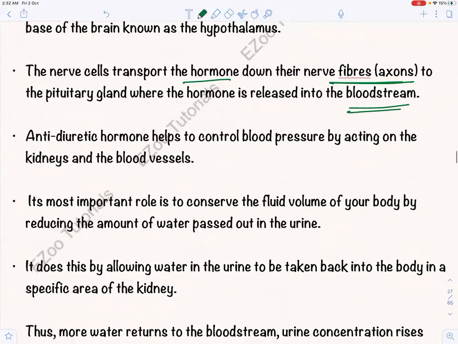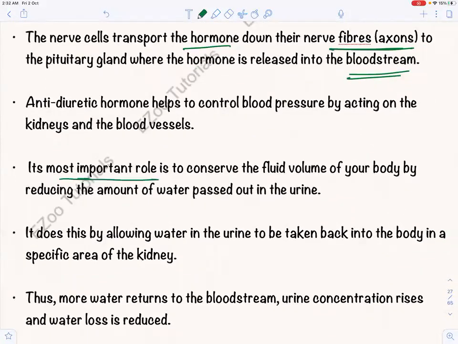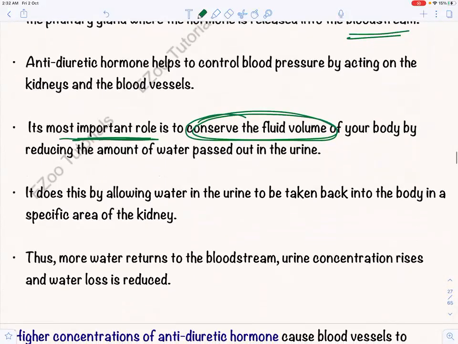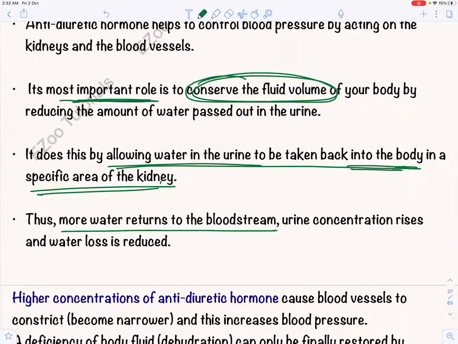And what is the most important role? Its most important role is to conserve the fluid volume of the body, and it does this by allowing water in the urine to be taken back into the body. The water in the urine will be taken back into the body in the specific area of the kidney. So thus more water returns to the bloodstream, urine concentration rises, and water loss is reduced.